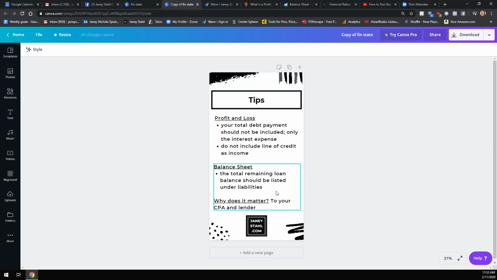As you know, when you go to file your taxes, your CPA will probably just ask for a profit and loss. And so again, you want to make sure that you're not duplicating expenses, but that you're also giving them an accurate picture and an accurate income amount.